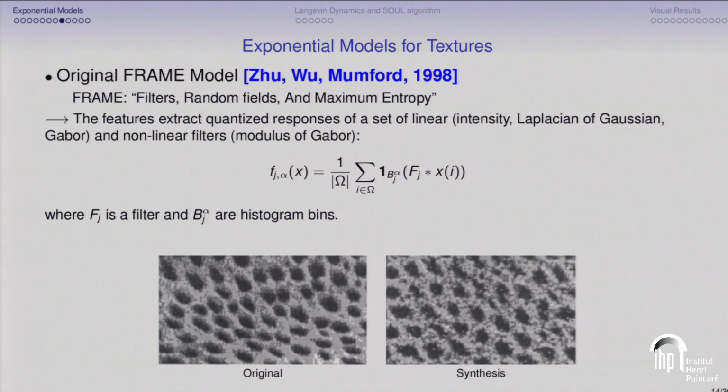So that was done by Zhu, Wu, and Mumford in 1998. They considered several filtered versions of the image. So Fj here is a bank of filters. And they considered these statistics, which are summed spatially with indicator functions. That basically means that they compute discretized histograms of the filtered version of the original image. And the filters are like a Dirac to get back the intensity, Laplacian of Gaussian to get the quantity of blobs, for example, etc. They also put some nonlinear filters, even if they use a convolution in the expression, but anyway.